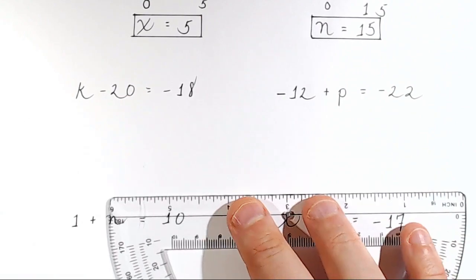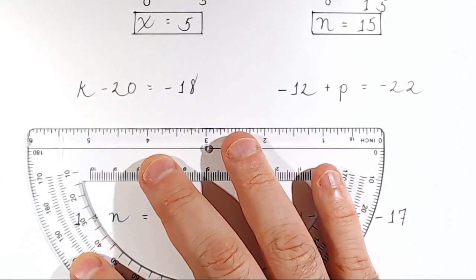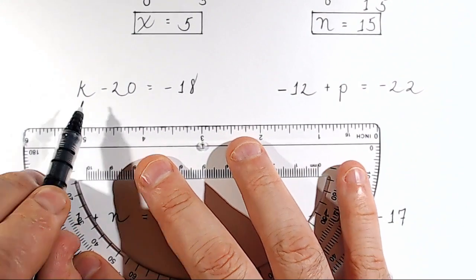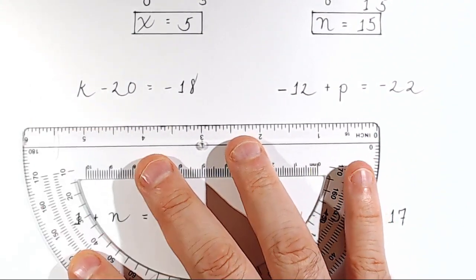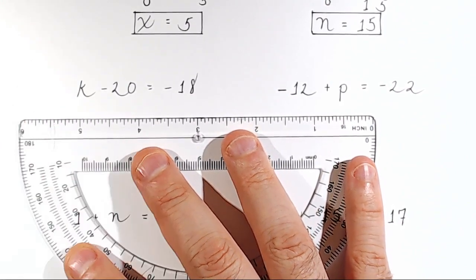All right, k minus 20 equals negative 18. Practice saying the problem out loud. We're going to practice it in class, but you've got to practice saying the problem out loud. k minus 20 equals negative 18. Pay attention to that negative sign. So now let's get rid of this minus 20 on the left. We want to get k by itself.